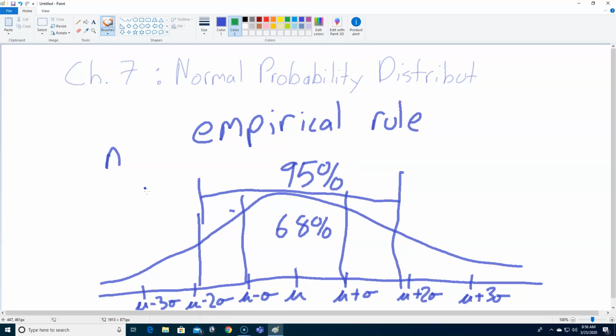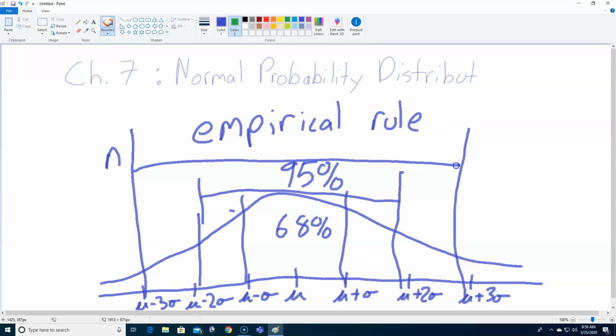And then finally, within 3 standard deviations of your probability, it holds 99.7% of all probabilities associated with that element, with that thing. And that's the empirical rule. So based on a normal probability, we know within 1 sigma it holds 68%, within 2 sigmas it holds 95%, and within 3 sigmas it holds 99.7%.